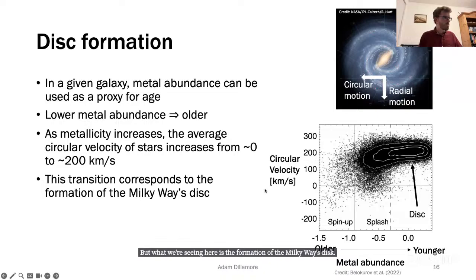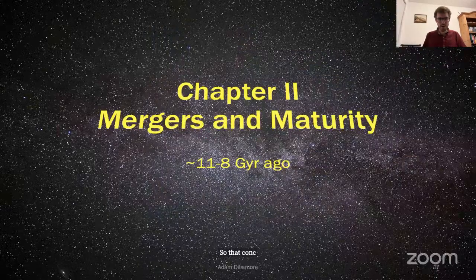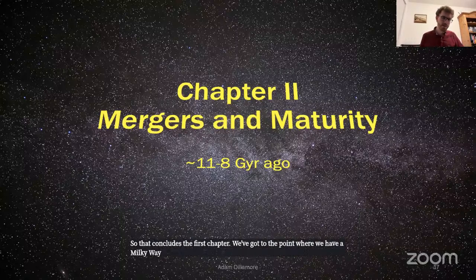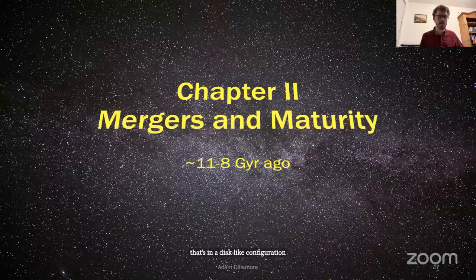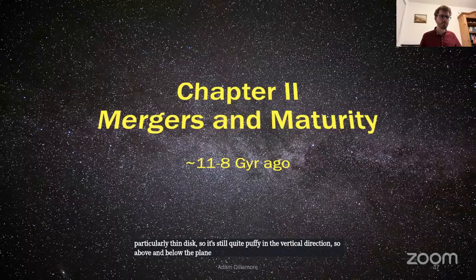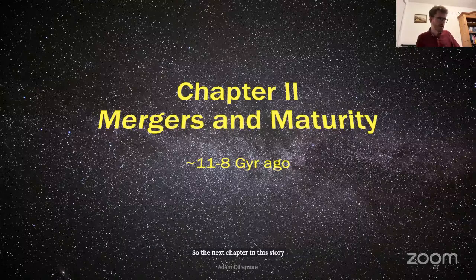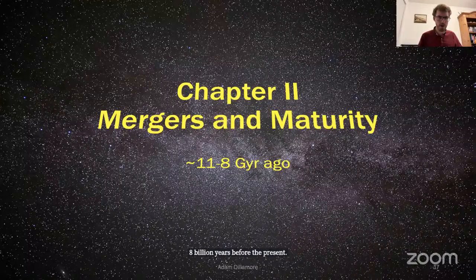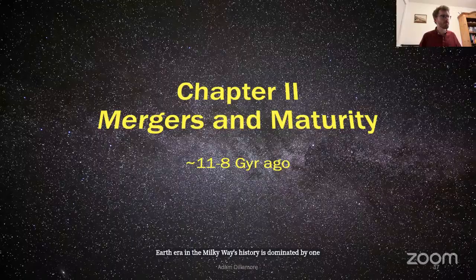So that concludes the first chapter. We've got to the point where we have a Milky Way that's in a disk-like configuration. We've got some form of disk. It's not a particularly thin disk, so it's still quite puffy in the vertical direction, above and below the plane, but there is a disk there. So the next chapter in this story is the next 3 billion years. It takes us up to about 8 billion years before the present. And this era in the Milky Way's history is dominated by one big merger event.